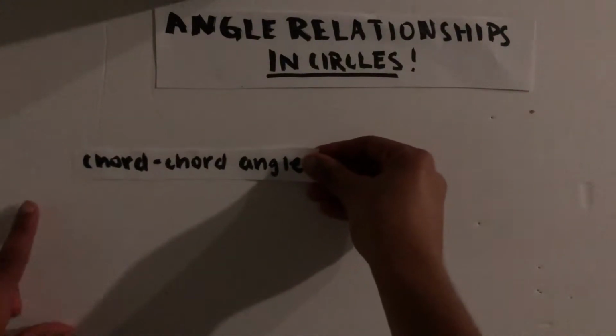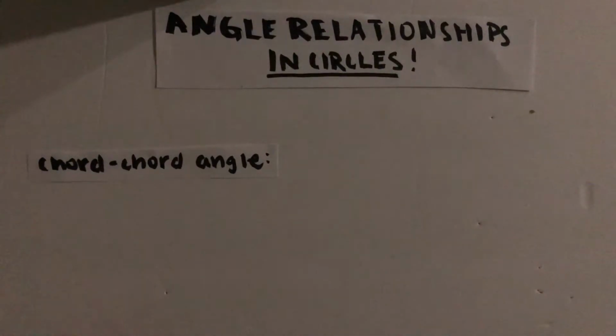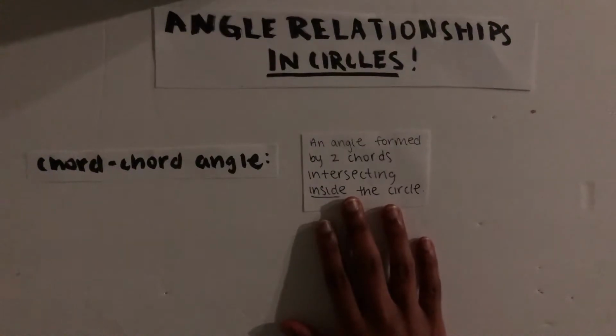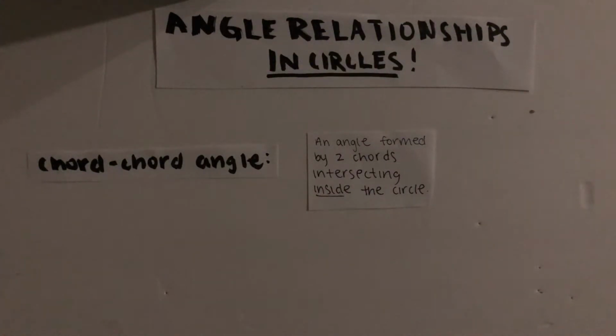Hey guys, today we're going to be talking about angle relationships in circles. So there's four kinds of relationships, and the first one is going to be the chord-chord angle. So let's get a definition. A chord-chord angle is an angle formed by two chords intersecting inside of the circle.